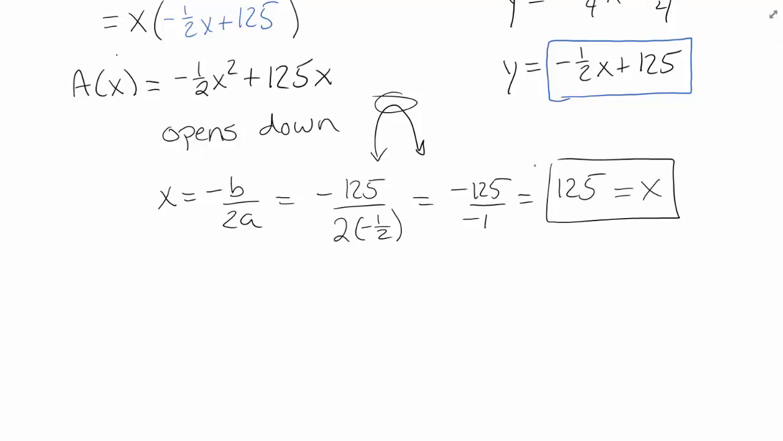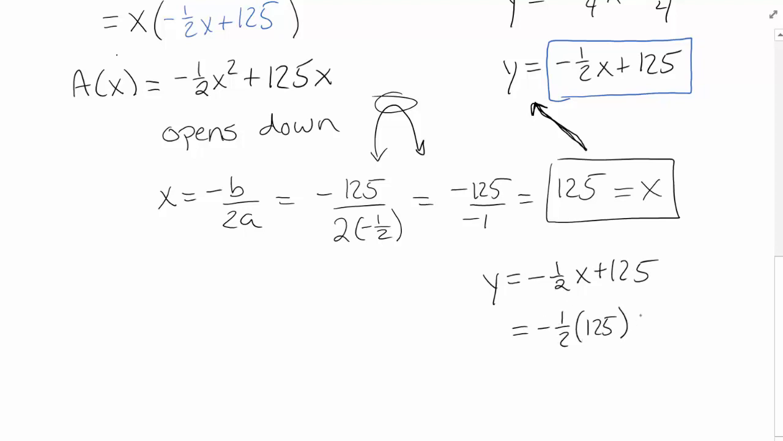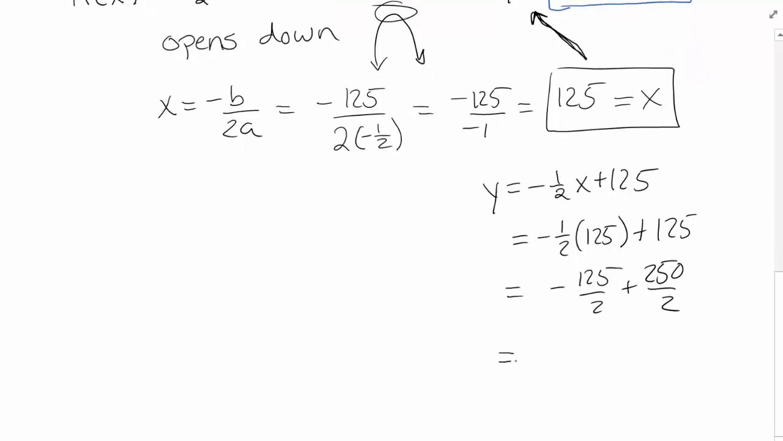Okay. To figure out what the corresponding Y value is, well, the cool thing is right here, I already have an equation that relates Y with X. Y is equal to negative 1/2 X plus 125. I now know X is 125. So if you plug that in, I have negative 1/2 times 125 plus 125. So I get negative 125 over 2 plus 250 over 2, which gives me a positive 125 over 2. So this is the Y value.